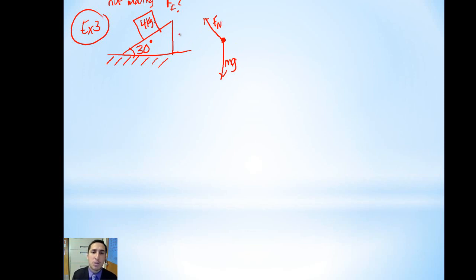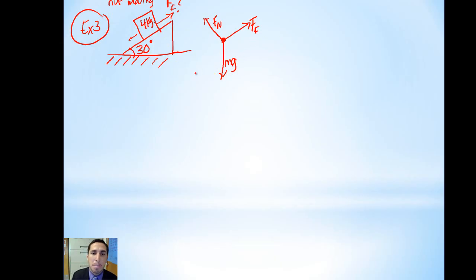What direction is friction force going? Is friction force going down the ramp, up the ramp? What do you think? Well, this block wants to slide down the ramp, but thank God for friction. Since the block wants to move, friction force will oppose it, so friction force must be going up the ramp in that direction. Friction force. There you go. That looks good to me.